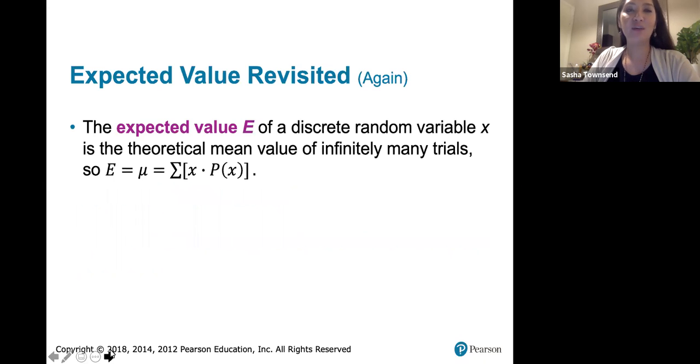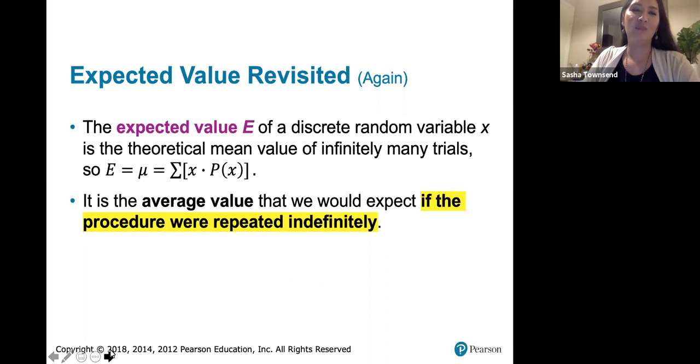The expected value E of a discrete random variable X is the theoretical mean value of infinitely many trials. So you calculate the expected value in the same way that you calculate the mean: you take the random variable, multiply by the corresponding probability, and then add all of those together. That's the mean. The way we interpret this is that this is the average value that we would expect if the procedure were repeated indefinitely.